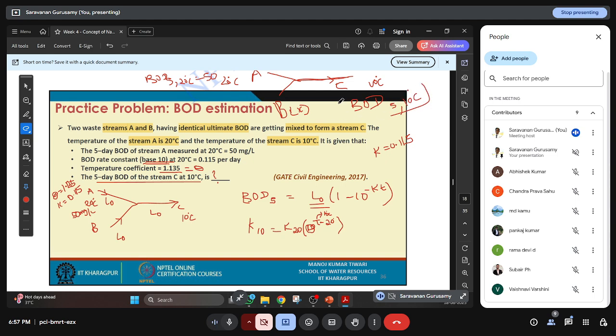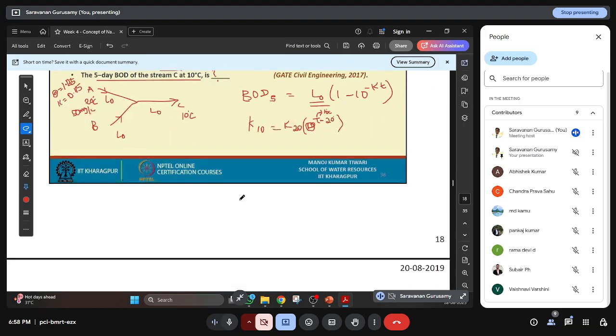10 degree. So this is the question. What is the formula to use for BOD? BOD5 equals L0 into (1 minus 10 power minus K into T). They are asking for 10 degrees Celsius, so I need K at 10 degree, and the time T is 5 days. So what is the unknown here? L0 is unknown, K is unknown.